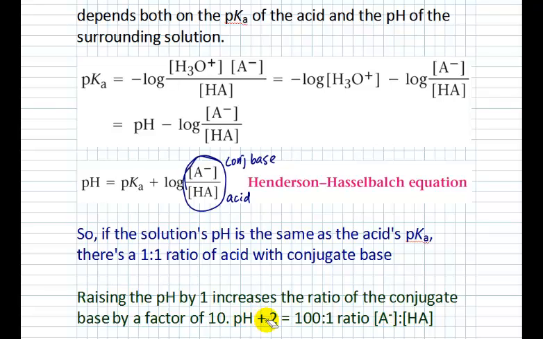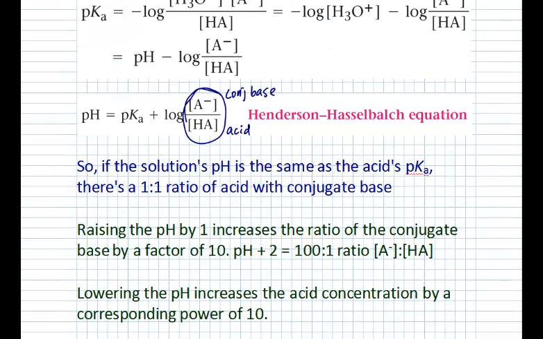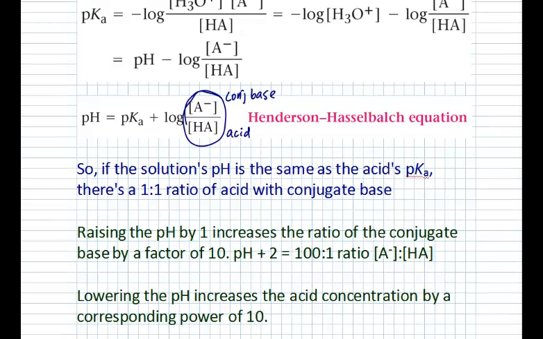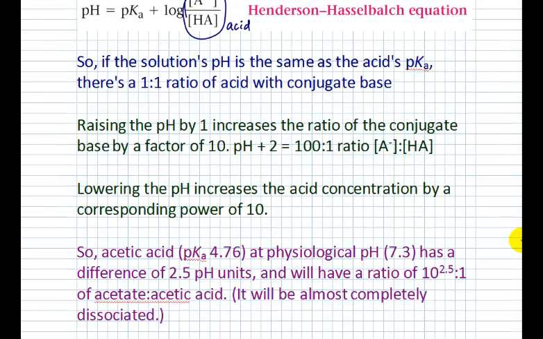So if we take pH 2 above the pKa, we get a 100-to-1 ratio. Lowering the pH, a more acidic solution, we increase the acid concentration by a corresponding power of 10. Okay? So each pH unit we're away from the pKa, we're a factor of 10, power of 10, further from the ratio.